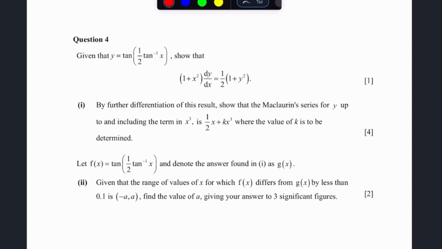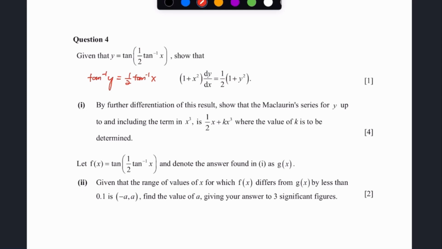So how do we differentiate this implicitly? Shift this tangent over here. So I will get tangent inverse y is equals to half tangent inverse x, like that. Then when you differentiate tangent inverse, have you learned this before? Differentiation last year. So you differentiate from here, then you can see this structure straight away already.